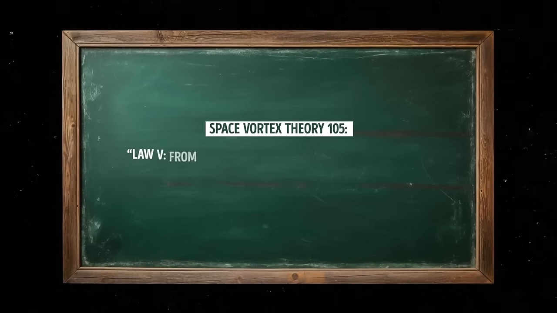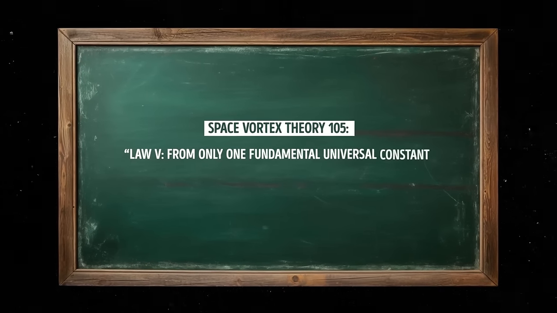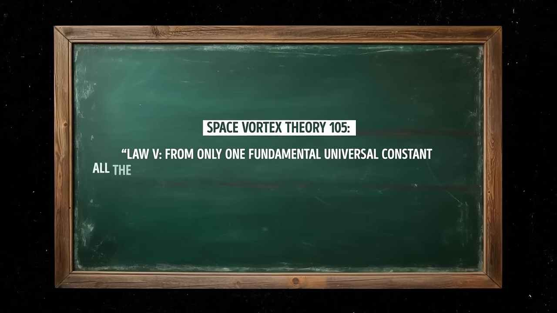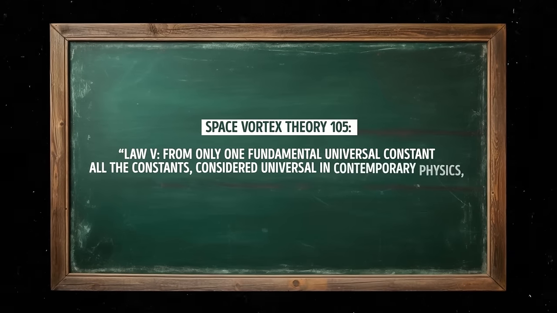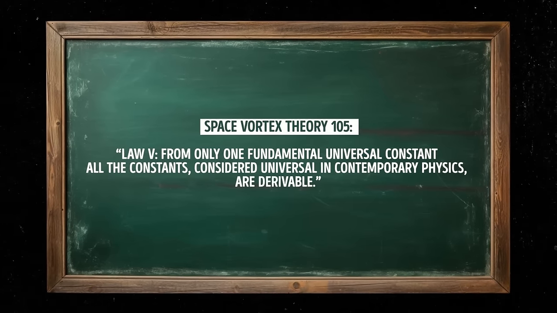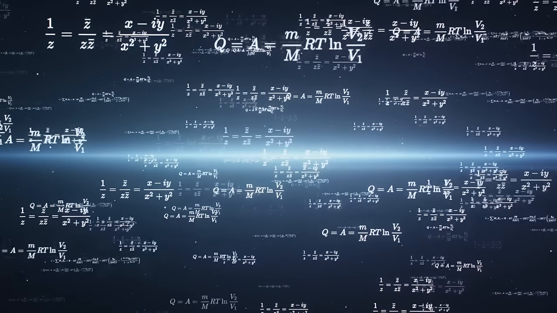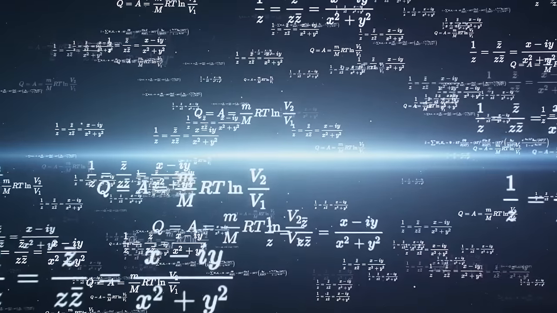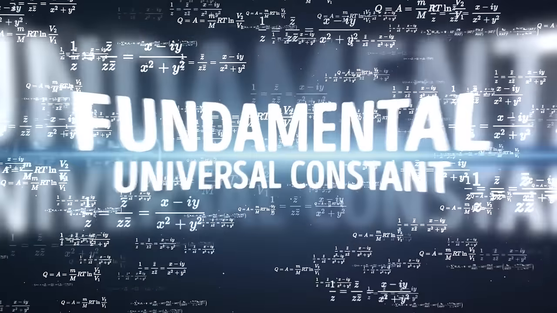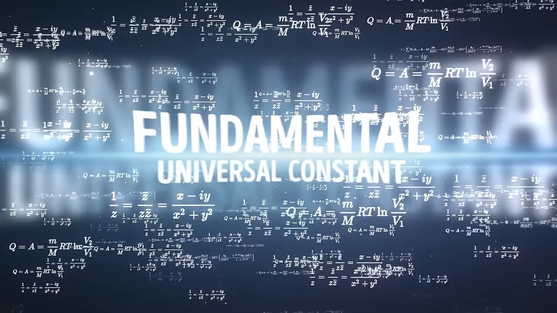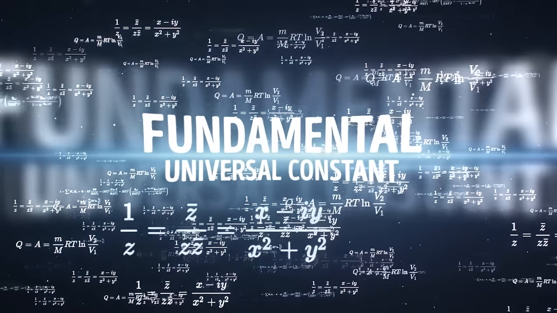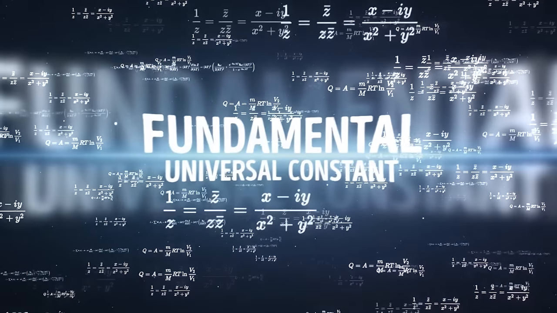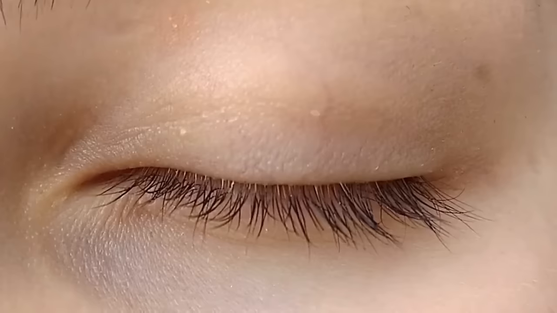Law 5. From only one fundamental universal constant, all the constants considered universal in contemporary physics are derivable. This law states that all the constants considered universal in contemporary physics can be derived from a single fundamental universal constant. It suggests that all the constants in physics are interconnected and can be explained by a single fundamental principle.